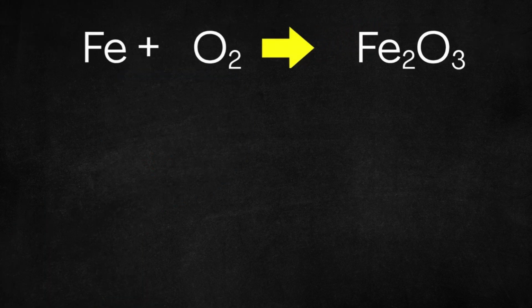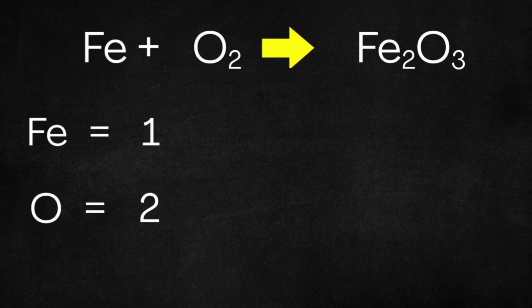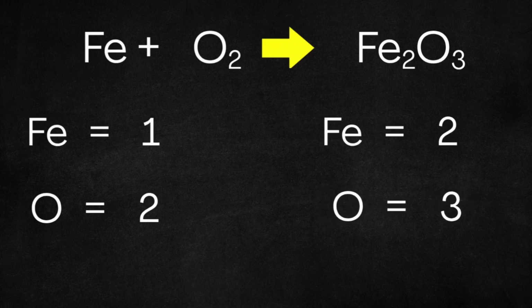On the reactant side, we have 1 iron atom and 2 oxygen atoms. On the product side, we have 2 iron atoms and 3 oxygen atoms. The number of iron and oxygen atoms are different on opposite sides, so this is an unbalanced equation, and we will balance it. But before we proceed to balancing, you must remember 2 rules.